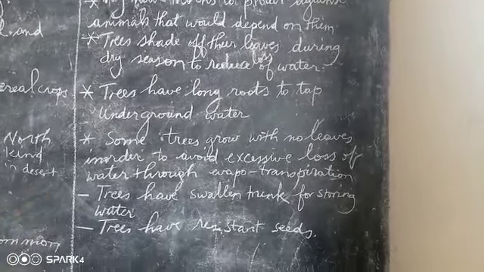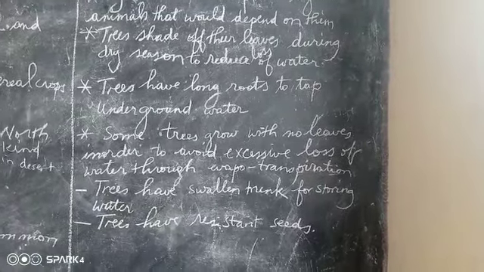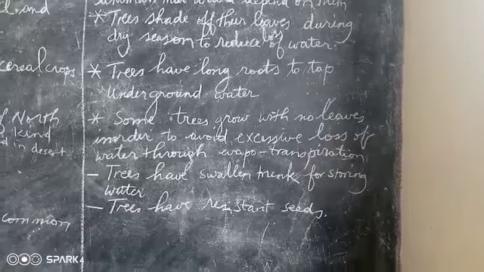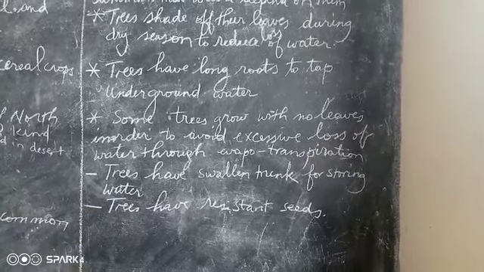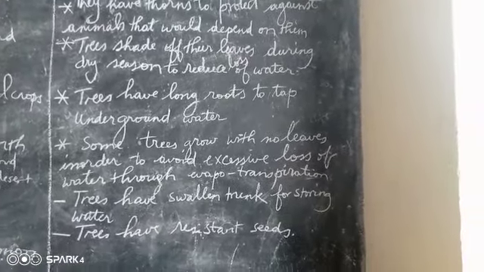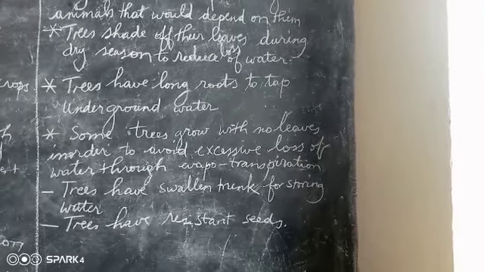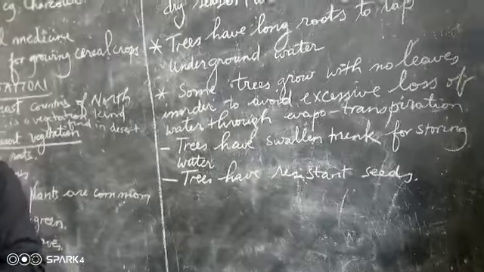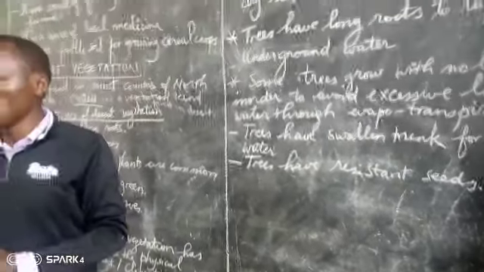Trees have a trunk for storing water. And finally, trees have resistant seeds. Trees from desert have seeds which can resist for a long time, especially during the sun or dry season.